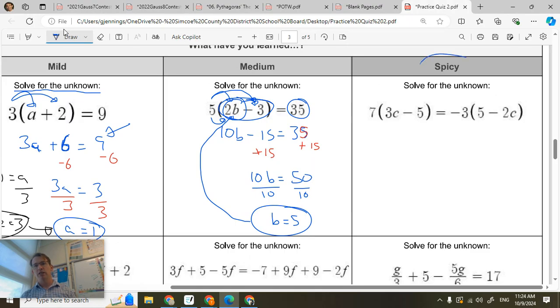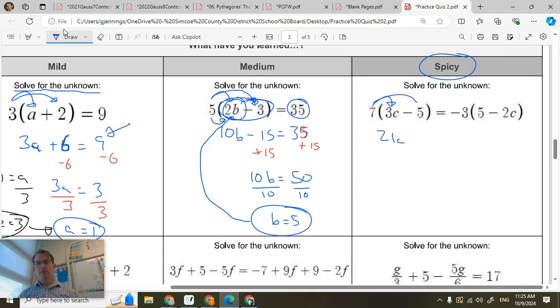You want spicy points, you got to do distribution on both sides. Here the divide by trick is not available. I can't divide both sides by 7 because that really just creates a fraction over there and that'll make you want to barf. So don't do that to yourselves. Just do the distribution, folks.